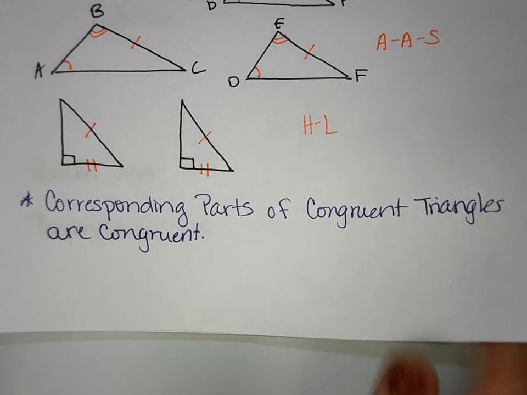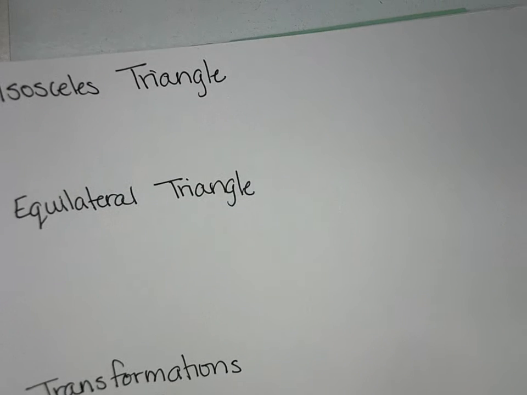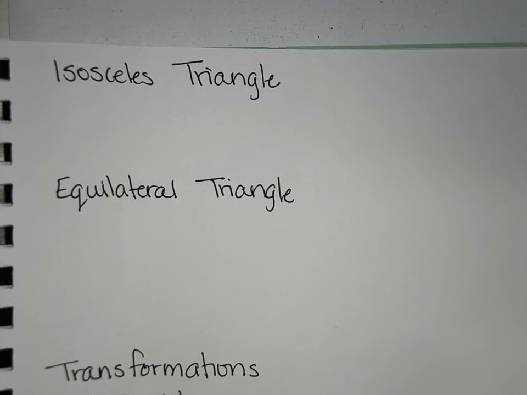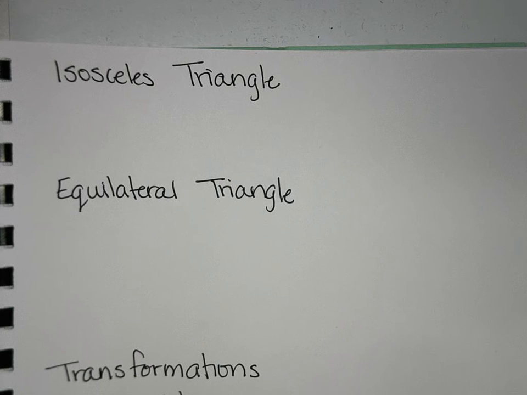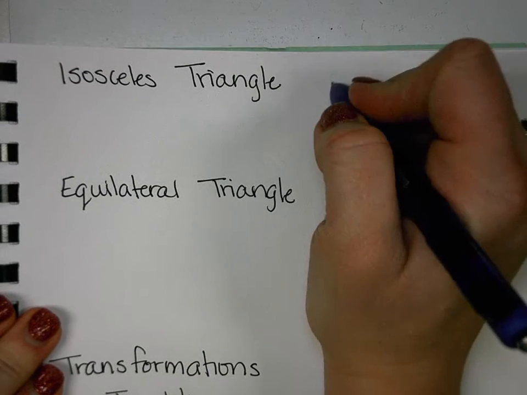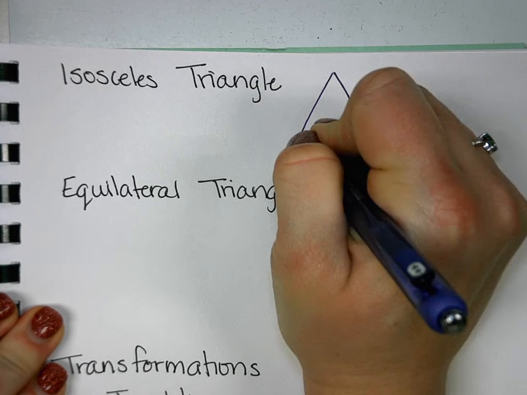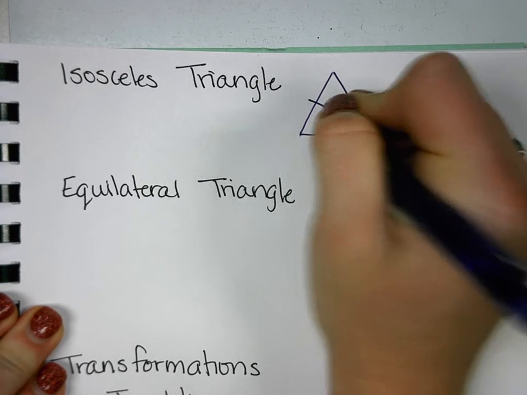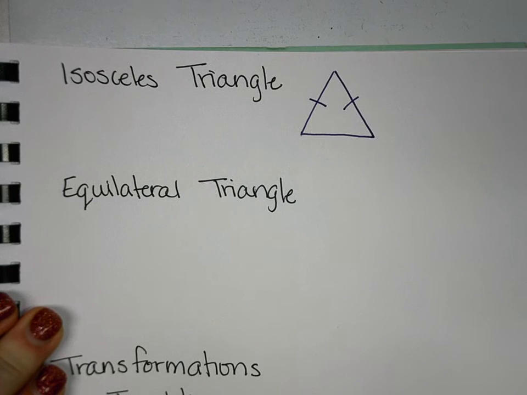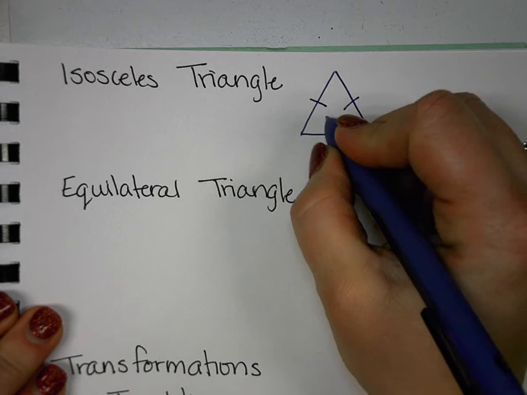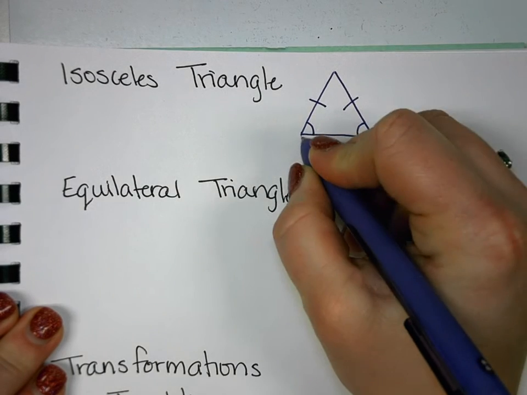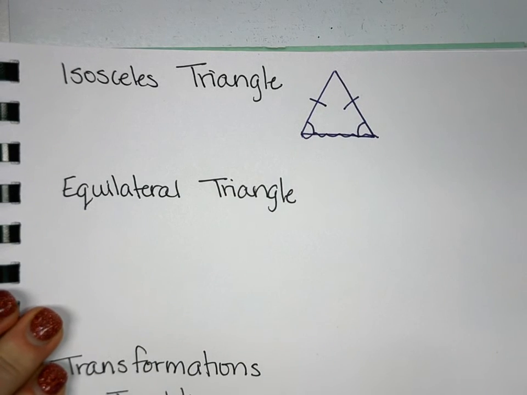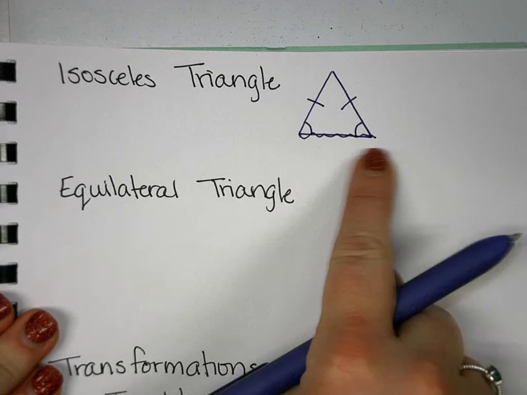Okay, we did a little bit more than just our triangle congruence though. We also talked about what an isosceles triangle was. Does anyone remember? A triangle with two congruent sides. What else does it have? Two congruent base angles. And the base angles are on the side that's not congruent. So if these are our two congruent sides, our base angles are on the third side.